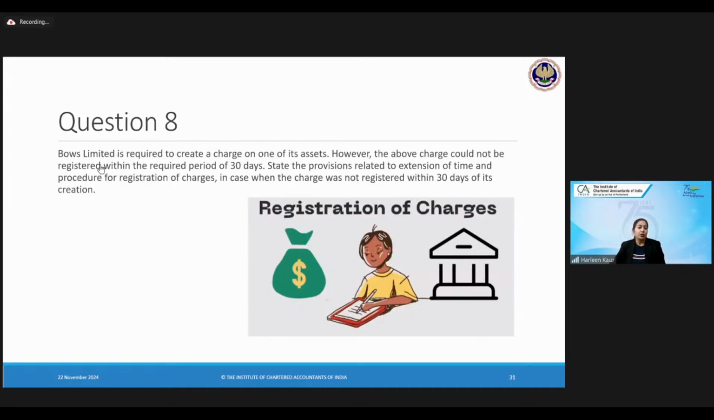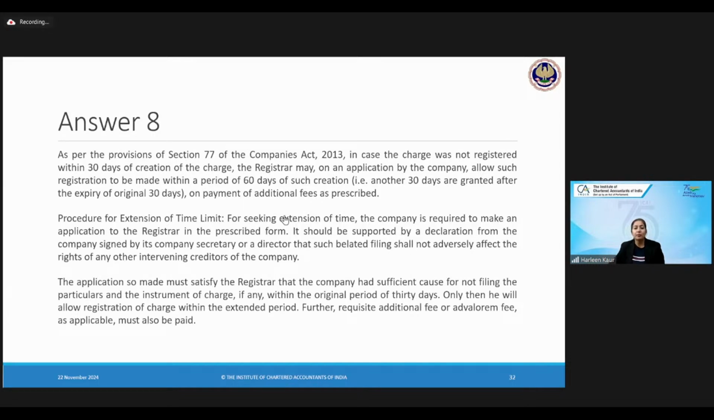Okay, try doing this one. Bose Limited is required to create a charge on one of the assets. However, the charge could not be registered within the required 30 days. Now, tell us about the extension of time and the procedure when the charge is not registered within 30 days. So what will happen? Again, extension of time limit. It should be supported with a declaration signed by the company secretary that such extension is not interfering with the intervening creditors. Application will be made for the extension of 30 days and a further 30 days by paying additional fees, and a further 60 days by paying ad valorem fees. Okay.